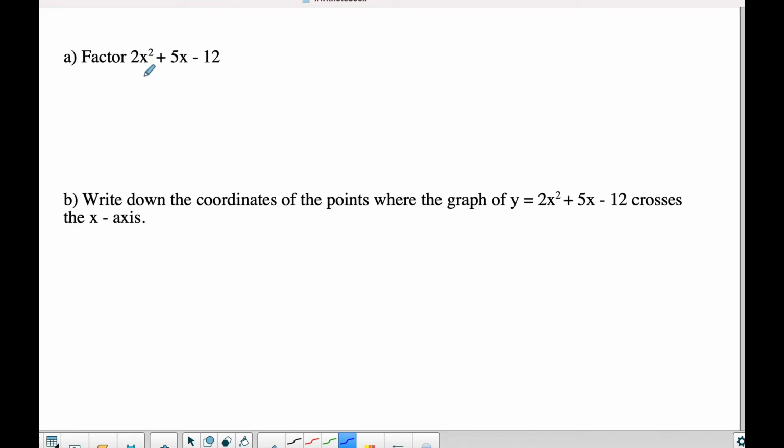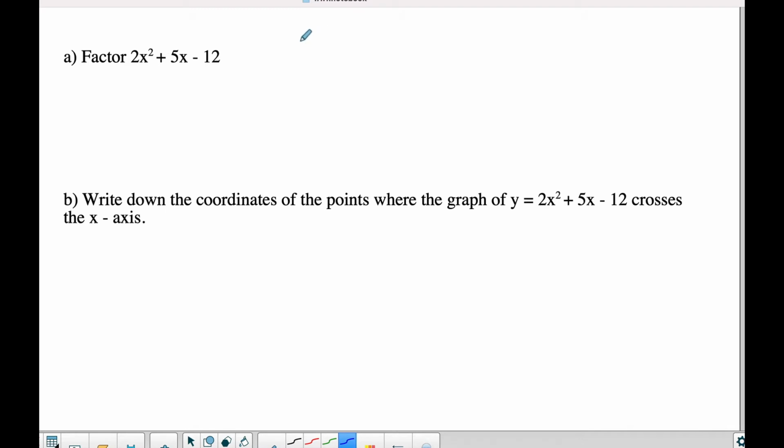So if we're going to factor this, we need to find two numbers that have a product of negative 24 and a sum of positive 5. And since the sum is positive, then of the two numbers, the value that has a greater magnitude must be positive.